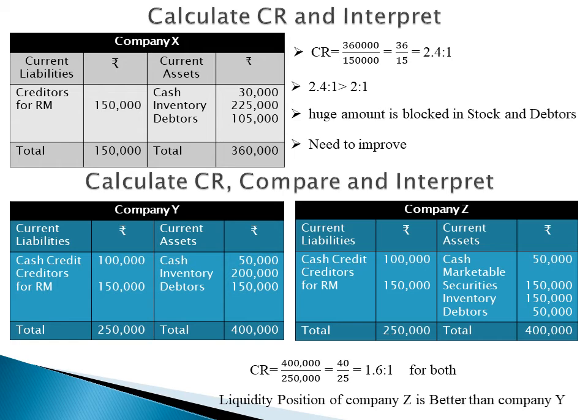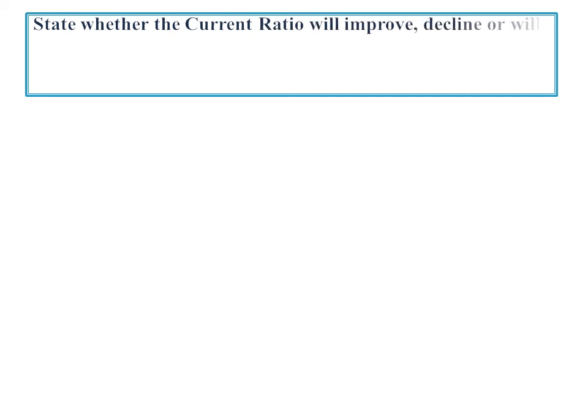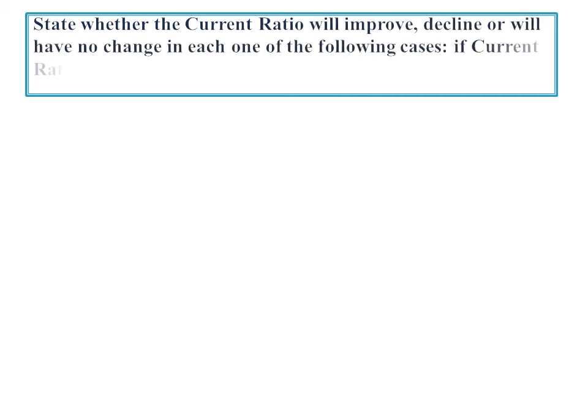Moving to next question. Okay. So the next question is state whether the current ratio will improve, decline or will have no change in each one of the following cases if current ratio is 1.7:1. Now before moving to the cases, first mark this point here that current assets are more than current liabilities. Okay, so first case is payment of current liability. So these are transactions. Okay, so first transaction is payment of current liabilities.